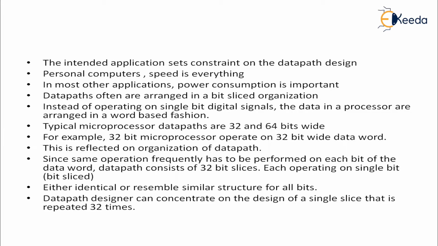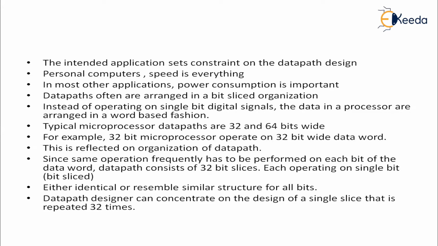And the data paths that we are often using are arranged in a bit sliced organization. What is this bit sliced organization? Imagine slices, bread slices. I will be having bread and that will be sliced. It means that instead of operating on single bit digital signals, the data in a processor are arranged in a word-based fashion. Typical microprocessor data paths are 32 and 64 bits wide. For example, a 32-bit microprocessor will be operating on a 32-bit wide data word.